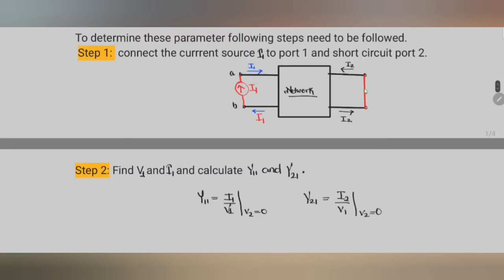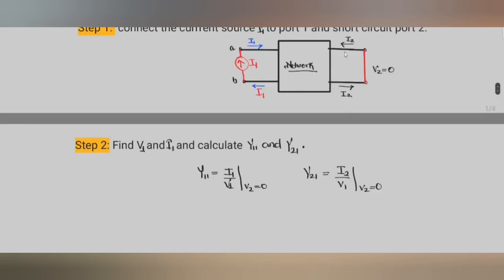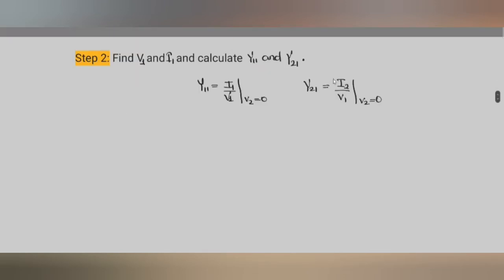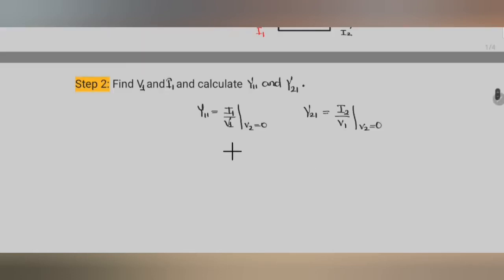Okay, so we have put here the second terminal short circuited, that's why V2 will be equal to 0. And there will be current in the second port, and we will write the equations of Y11 and Y21 by putting V2 equal to 0. So we obtained these two parameters by short circuiting the output terminal, right? That's why these two parameters Y11 and Y21 are called short circuit input admittance.